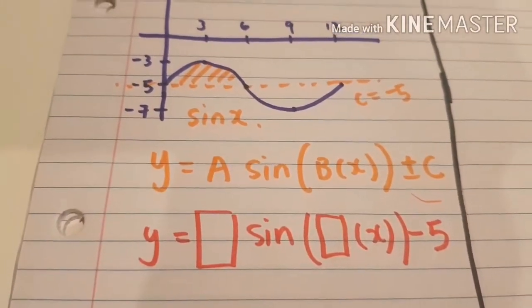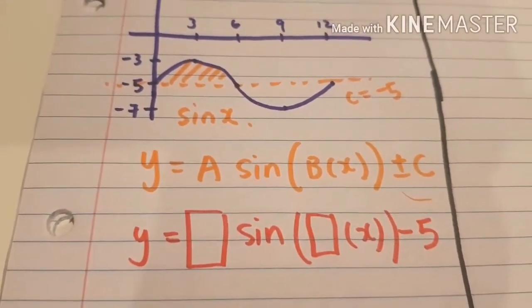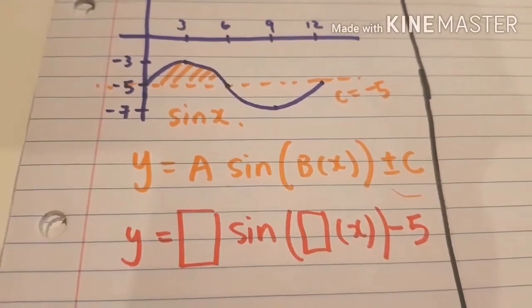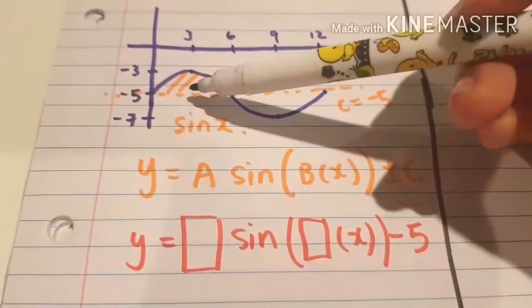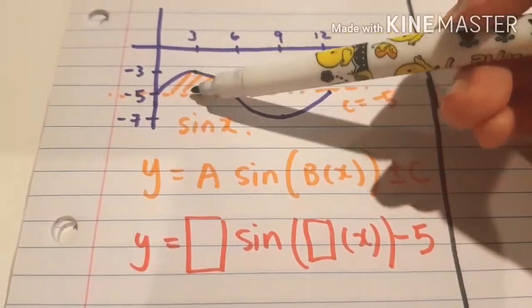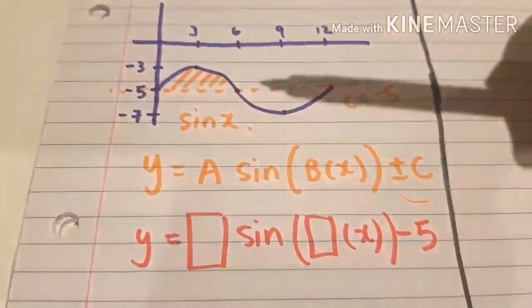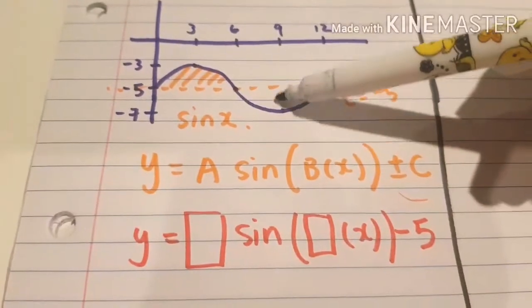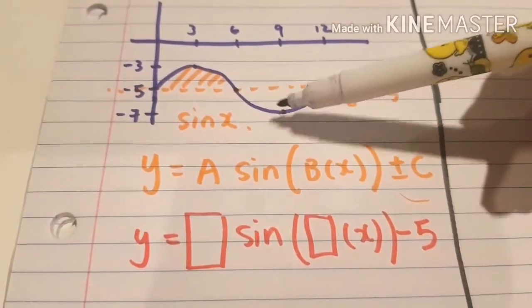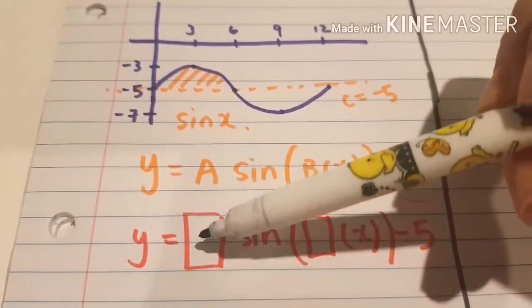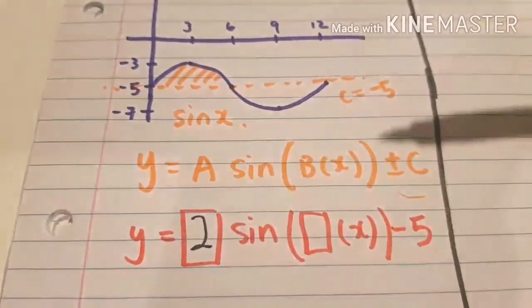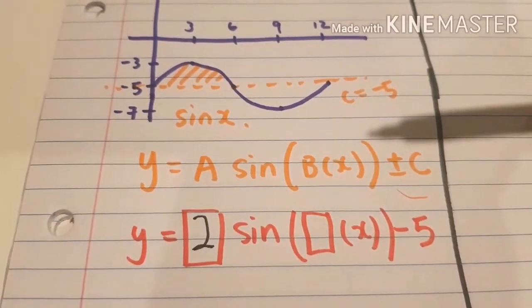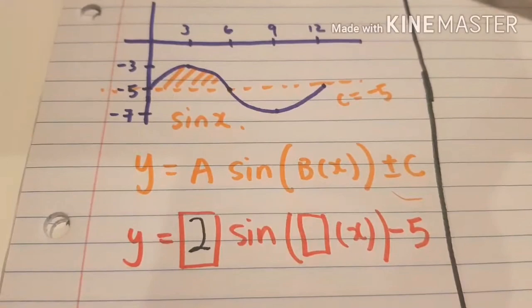And what else can I find out? What's my A value? From the midline to the maximum point, what's the distance here? It's 2, isn't it? The distance is 2. From 5 to 7, also distance is 2. So my amplitude is 2. Easy.